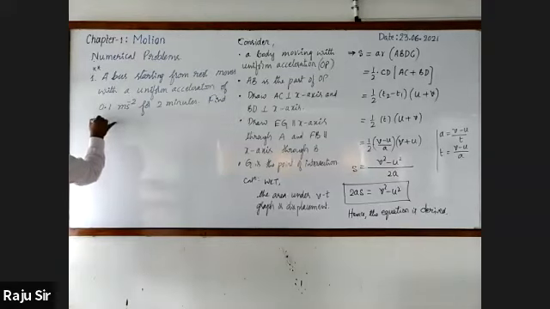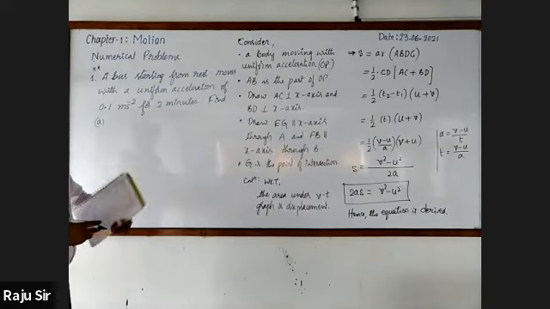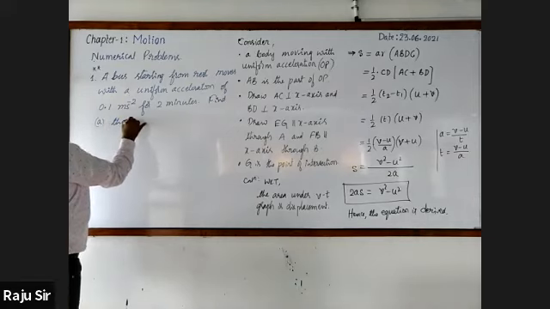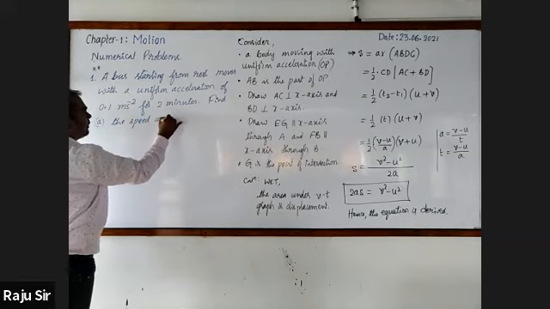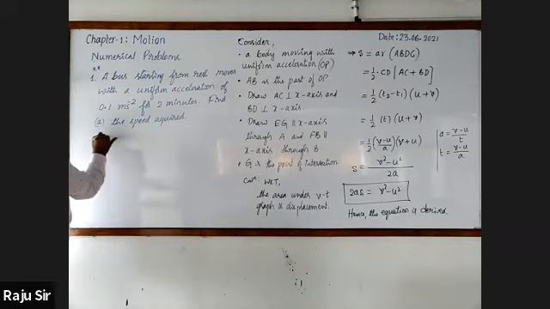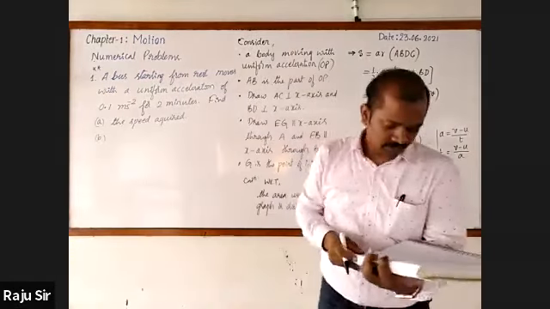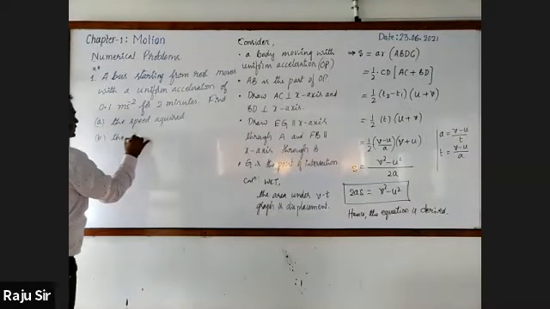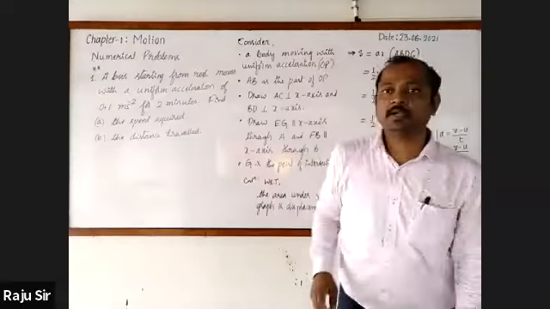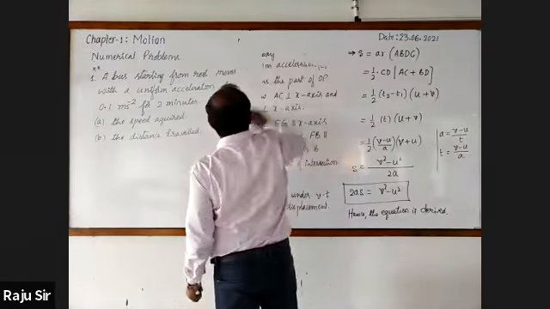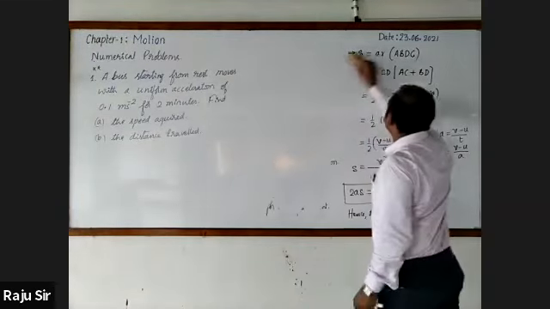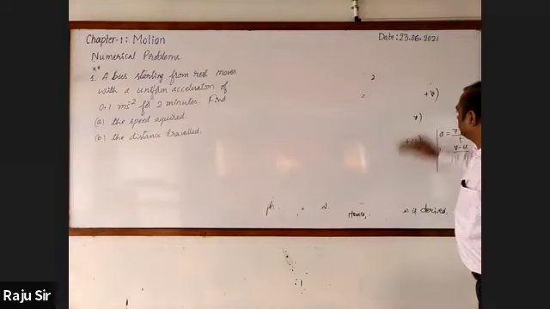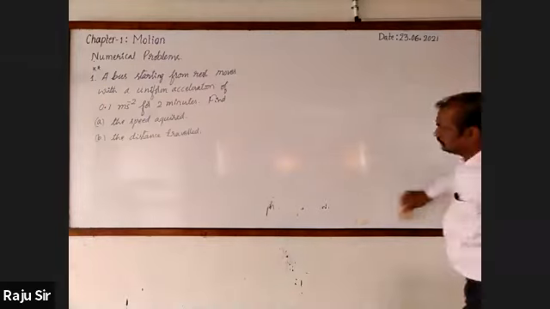Find A, the speed acquired, and B, the distance traveled. The speed acquired and distance traveled. Now, once you go through the given statement, you will come to know the terms that are involved in this statement.